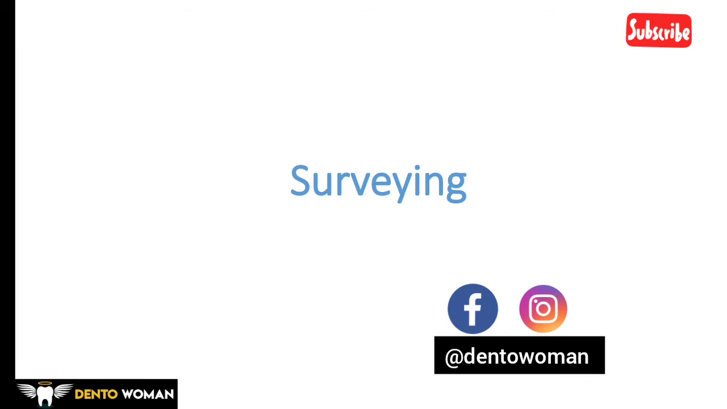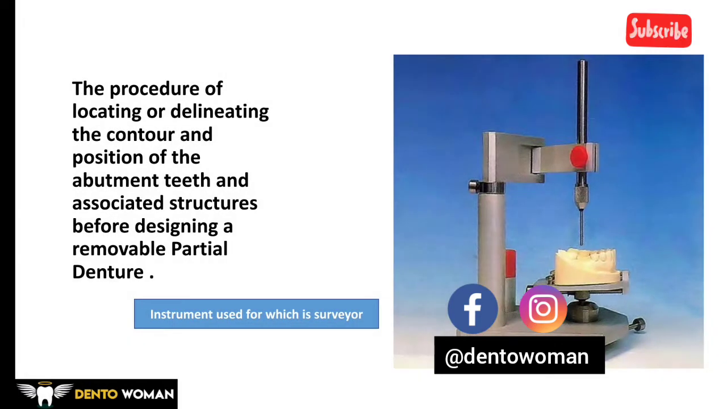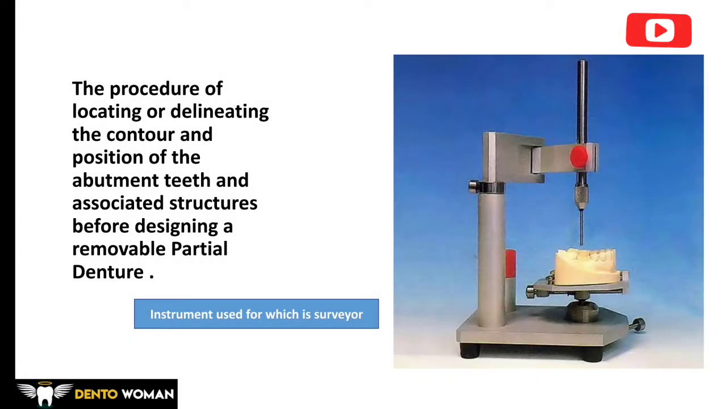So our today's video lecture is on surveying. In this video we'll study what is surveying, objectives of surveying, parts of surveyor and comparison between different surveyors. So surveying is the procedure of locating or delineating the contour and position of the abutment teeth and associated structures before designing a removable partial denture. So the instrument which does this work is called surveyor, as you can see in the picture.